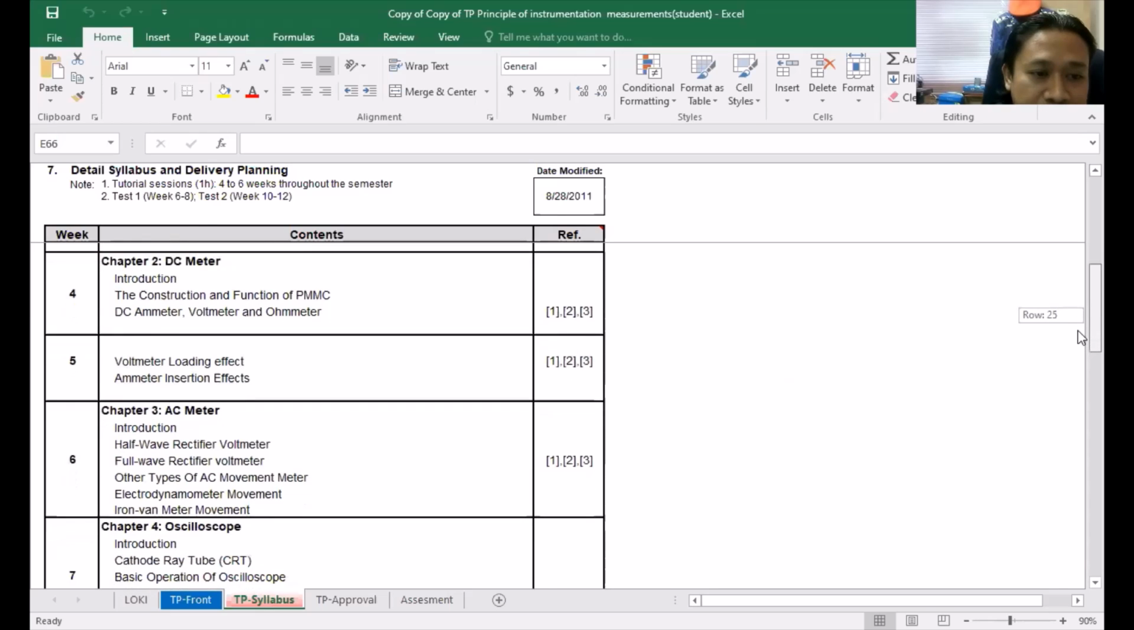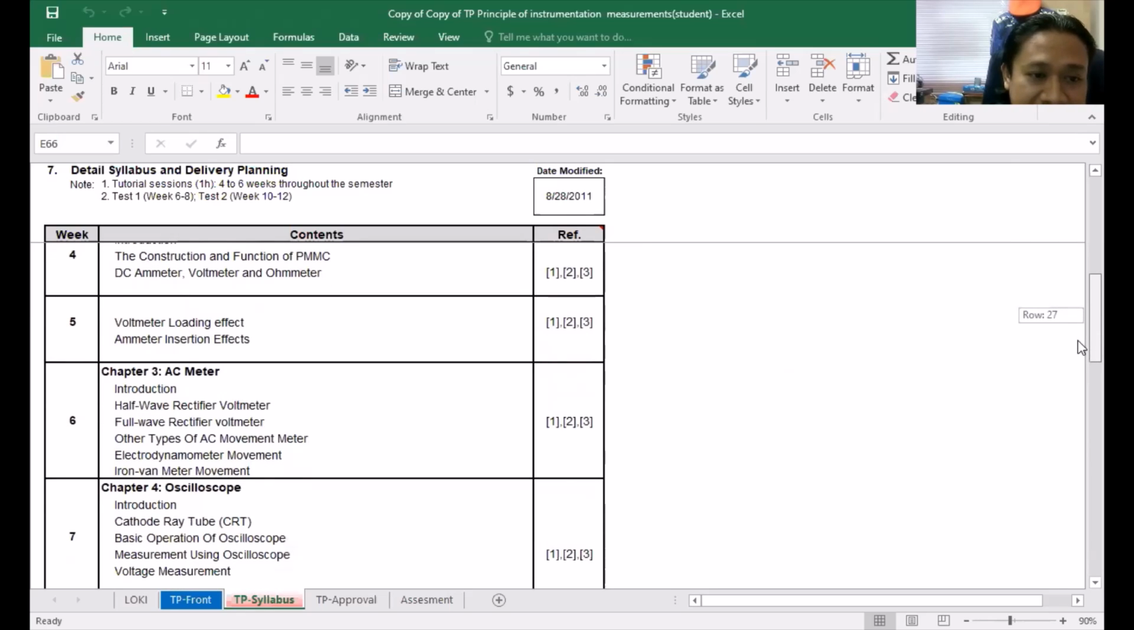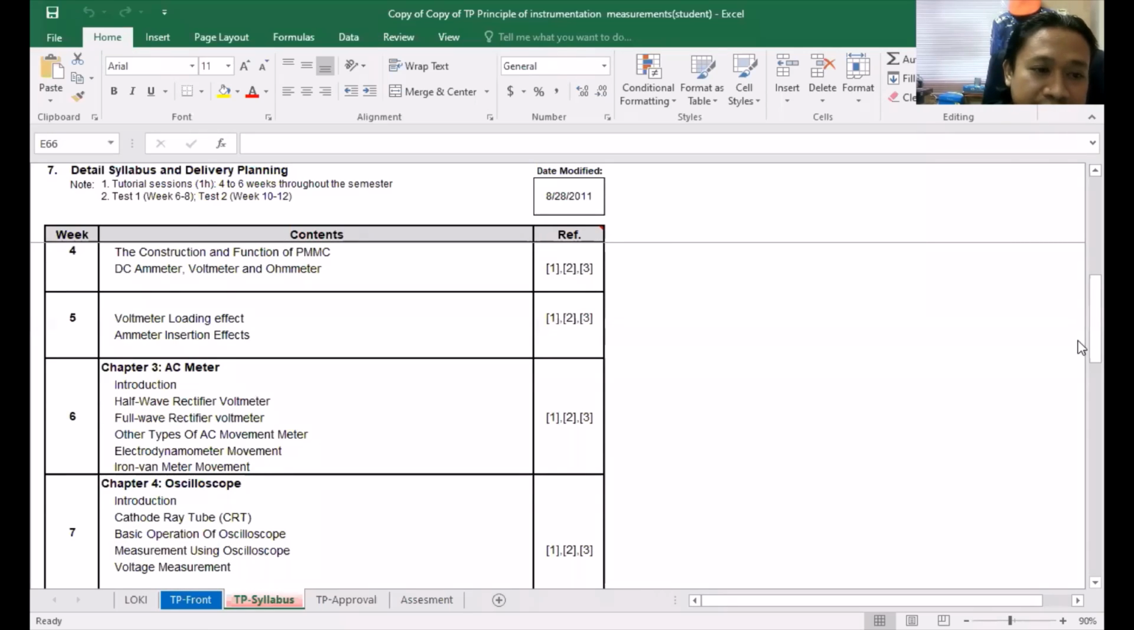Then chapter 3 will be the AC meter. For the AC meter, we study the half-wave rectifier voltmeter, the full-wave rectifier voltmeter, and other types of AC movement meter, and then the dynamometer movement and the iron vane meter movement. That will be covered in chapter 3, the AC meter. Chapter 1, chapter 2, and chapter 3 will be covered by me.